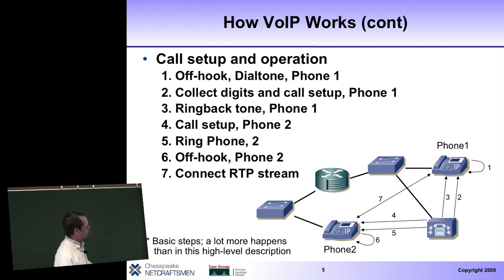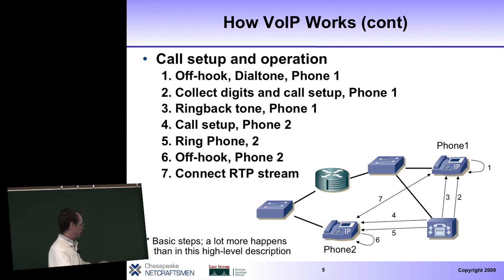Call setup on phone 2. It's already collected the digits. It's telling this guy to ring internally, the ringback tone. It talks to this phone and says, you have an incoming call, I need you to ring. So now it rings. Somebody hopefully will answer the phone. So it goes off hook. And now the call controller says, you guys, I need you to talk to each other. Come over here and have your conversation. And that's theoretically what goes on there.